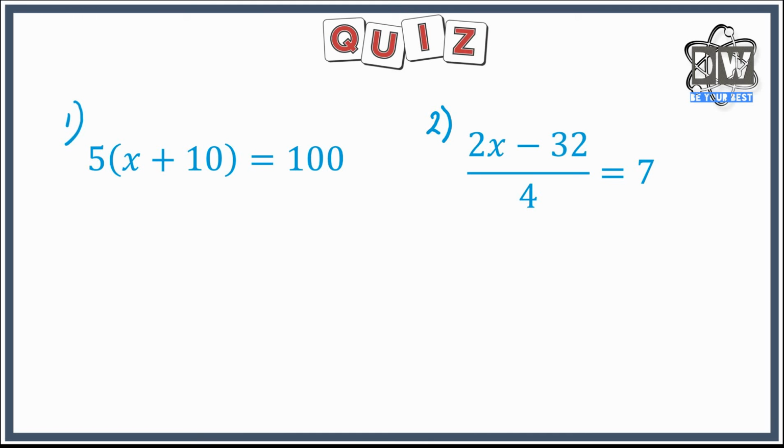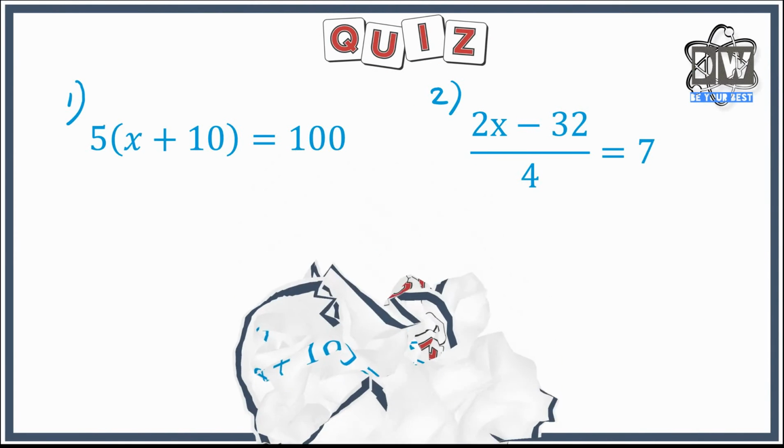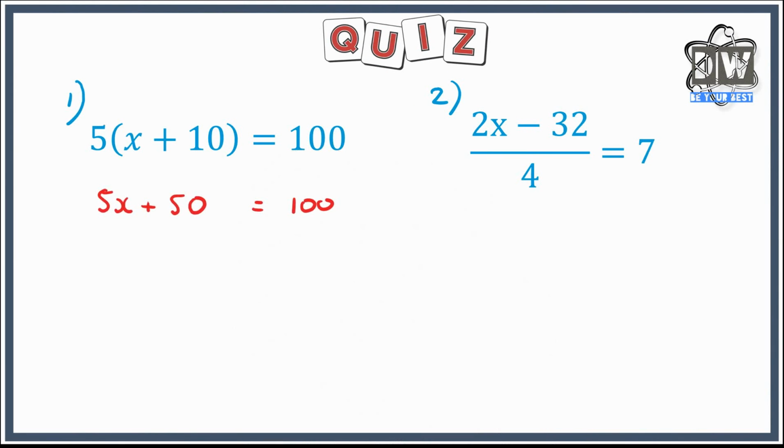Okay, here comes the answers. And we're going to go step by step. So the first one was we multiply out of the brackets there. We end up with 5x plus 50 equals 100. Subtract 50 away from both sides. And that will give us 5x equals 50. Divide by 5 both sides. And we end up with x equals 10.